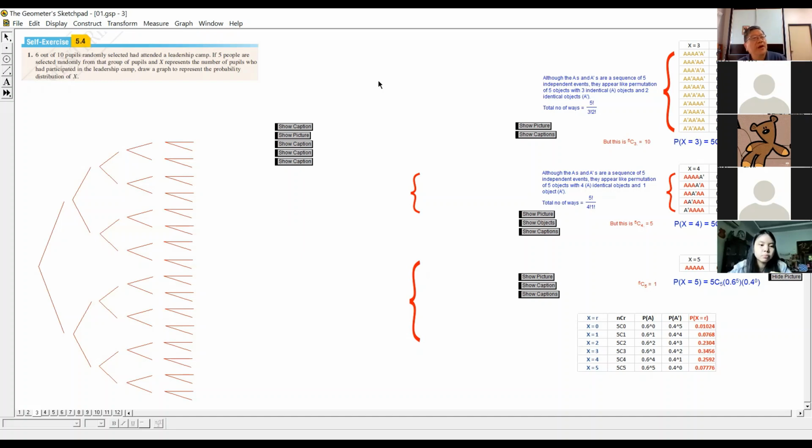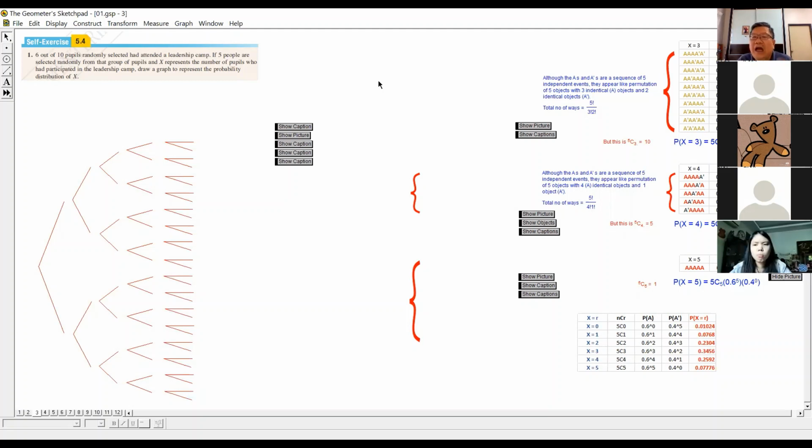So when I read the question, 6 out of 10 attended the leadership course. That means the probability of a student attending the leadership course is 6 over 10. So the P is equal to 6 over 10. Then what is the Q? Q is 1 minus P, right? So it is 4 over 10.